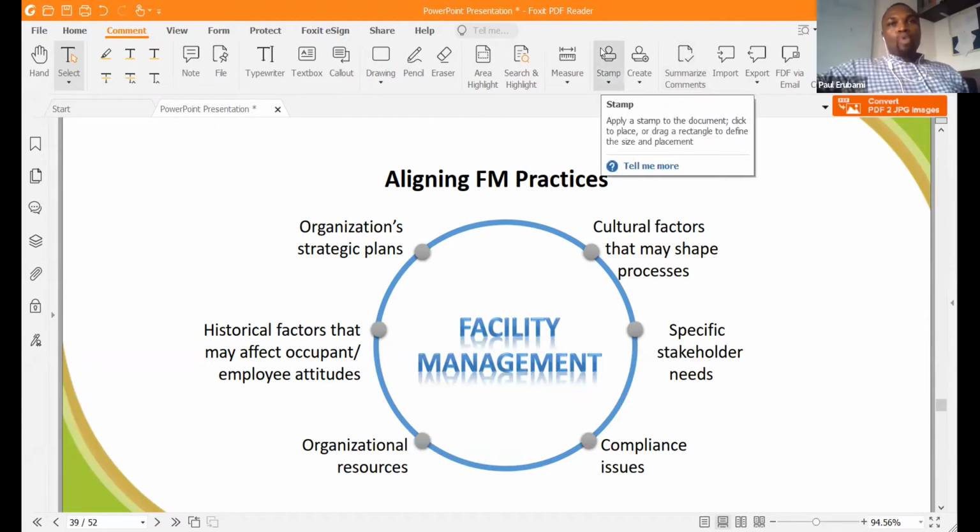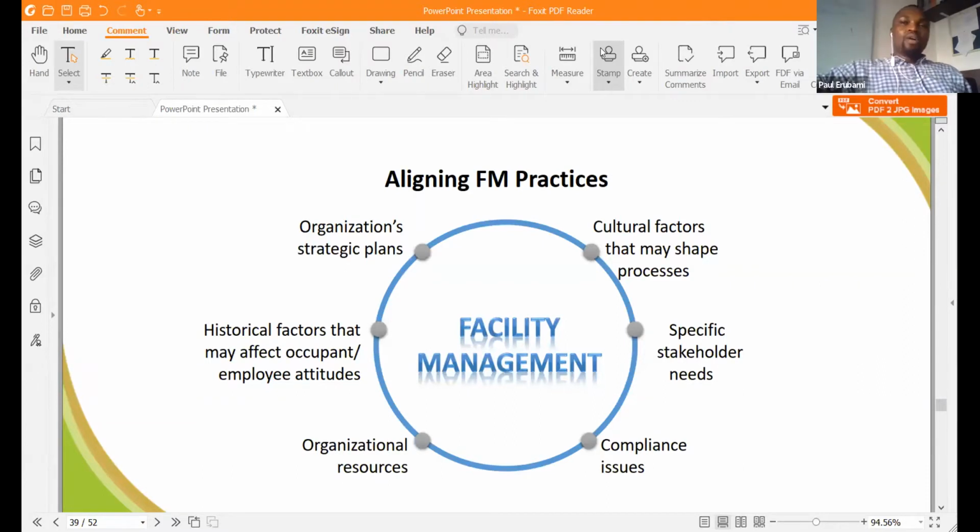So we should look at cultural factors that may shape processes, and specific stakeholder needs. You should understand who your stakeholders are. Most of the time, we have internal stakeholders and external stakeholders. You should know their needs. It's when you know their needs that you can align.